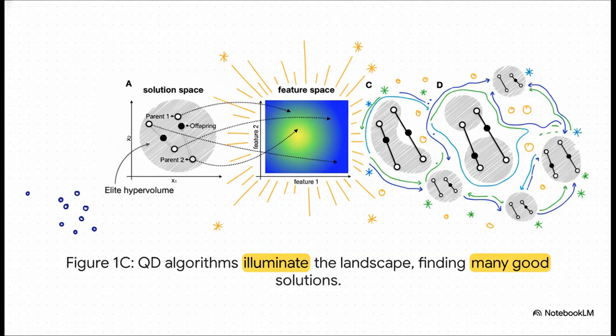And this image just nails the difference. On the left, you've got that traditional approach, just finding that one lonely peak. But look at the right. That's QD. It's not just climbing one mountain, it's lighting up the entire landscape. It's finding a great solution for every possible niche, every different type of behavior. It's creating a complete atlas, not just a pin on a map.